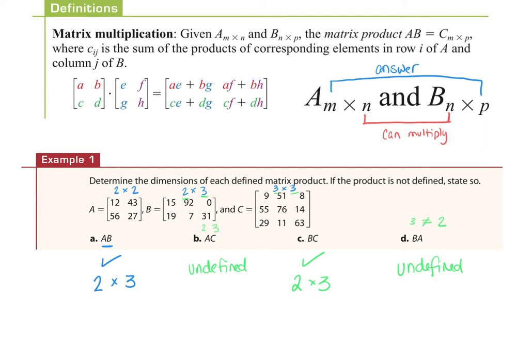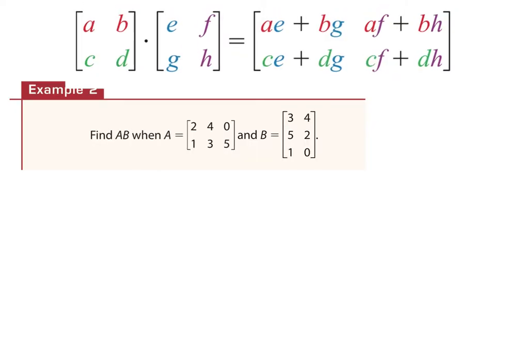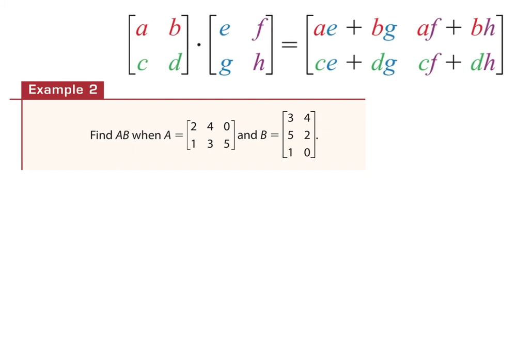All right, now let's look at how we actually multiply. This right here is the rest of that definition. This actually tells me how to multiply. You're going to start with the row of your first and multiply it by the column of your second. So I'm going to take A and multiply by E, and B and multiply by G, and add those together, and that will be my first element.